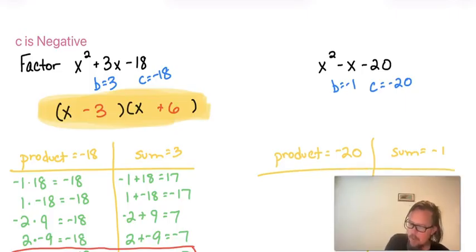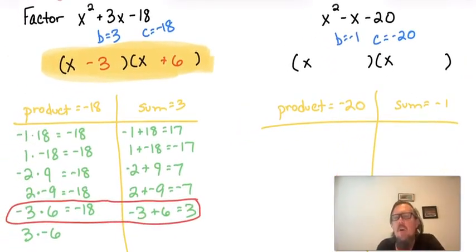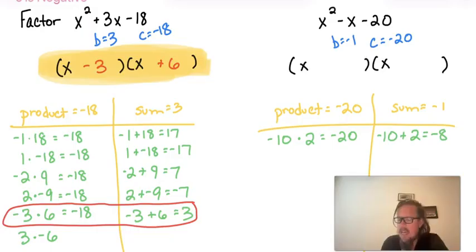And of course, we could do our two parentheses that both start with x. All right, so let's do negative 2 and, well, we don't need to do negative 2 and 10, do we? Because since b is a negative, we know the bigger number has to be the negative one. I don't need to do positive 10 and negative 2 because that would give me a positive number when I add them, and I need a negative number when I add them, so I can skip that one.